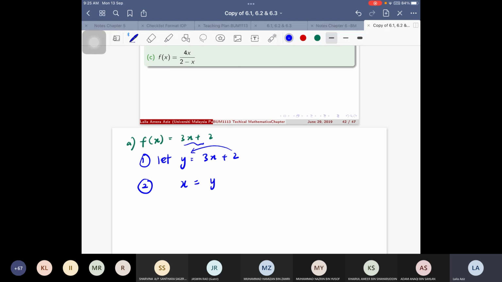So dia akan jadi y tolak 2. And then kena pindahkan 3. So this is going to be over 3. So basically we are done.